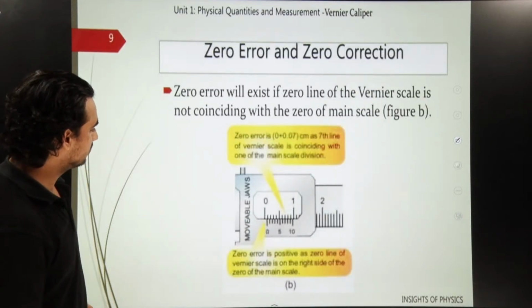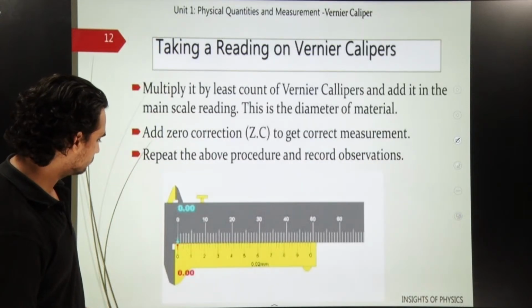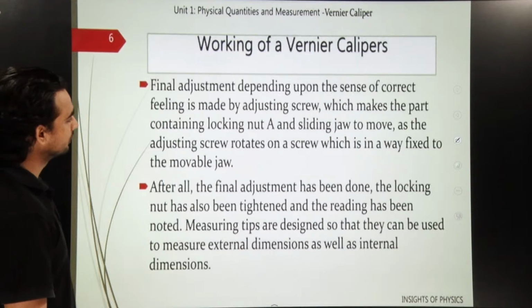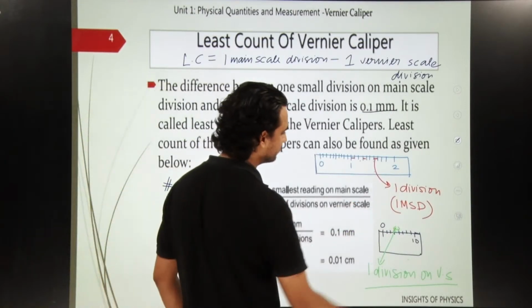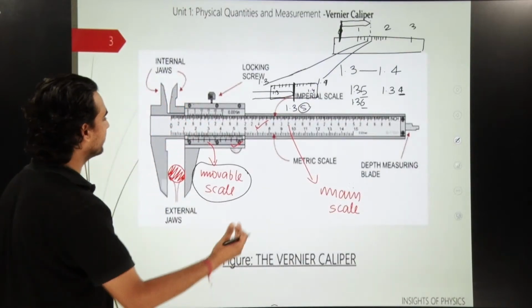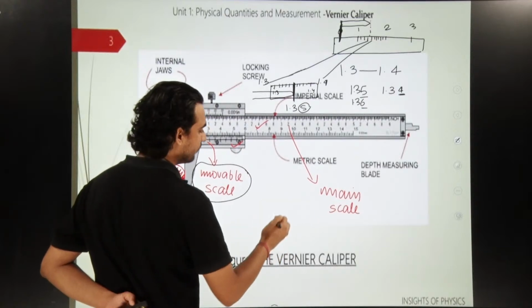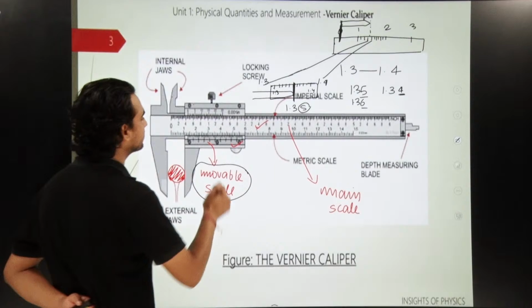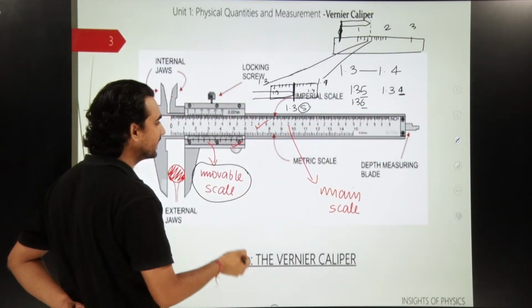Okay, so let's take this as an example. Now if I take this as an example, what can I see? What is the formula? Smallest reading on main scale. So what is my main scale? This is my main scale, right? And what is the smallest I can measure using my main scale?